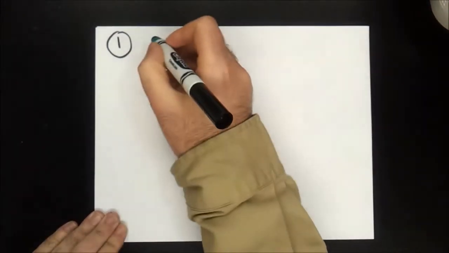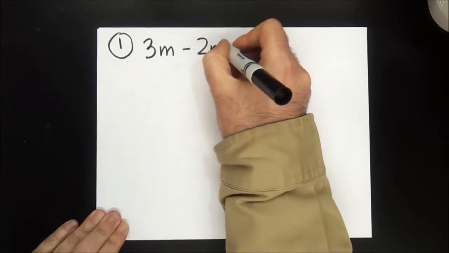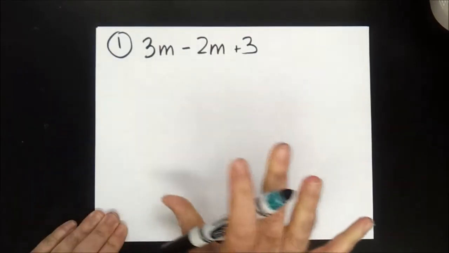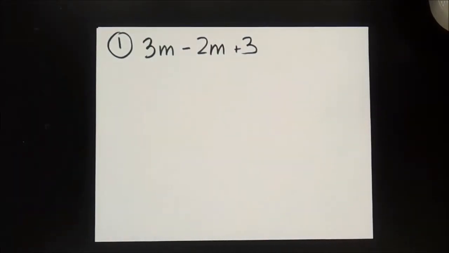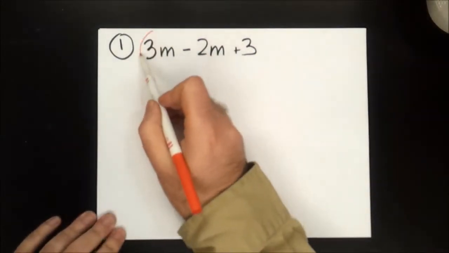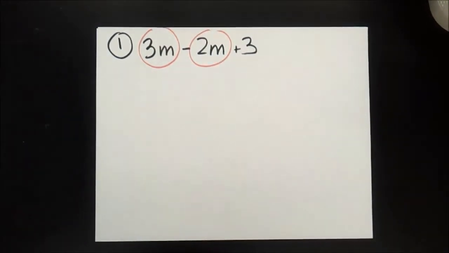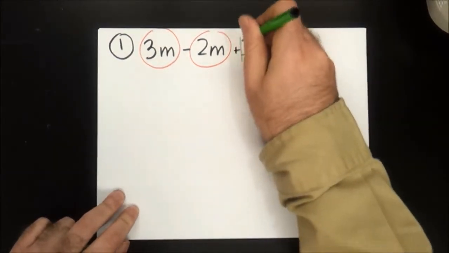Number 1 has a simplify: 3m minus 2m plus 3. Not solve, just simplify. So in a problem like this, you should right away look for combining like terms, because that's the theme for this section. This is a problem out of section 3.2. So you look for your like terms. I have 3 terms here in total, 1, 2, 3, and 2 different types of terms. I have an m term here, another m term here, and then I have a constant all on its own right here.